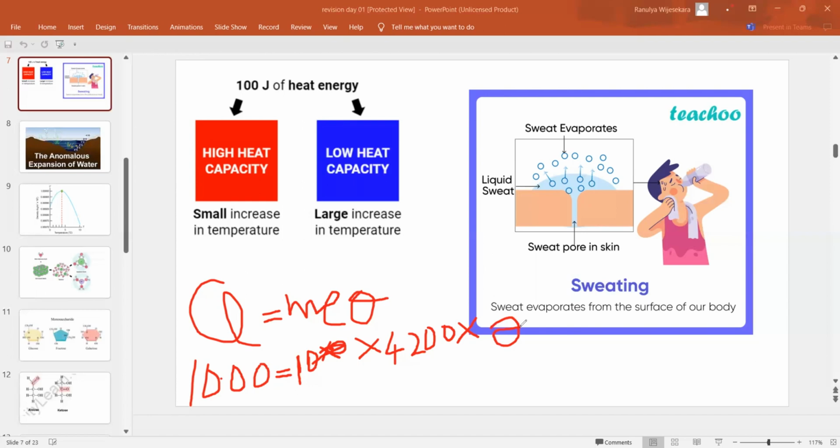Due to this water, right? Water has a high specific heat capacity, right? So it can absorb relatively high amount of heat energy by a slight change in its temperature.